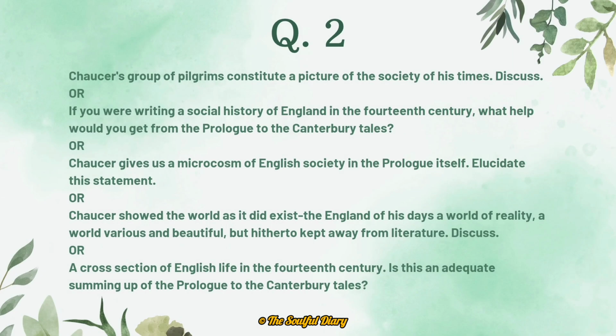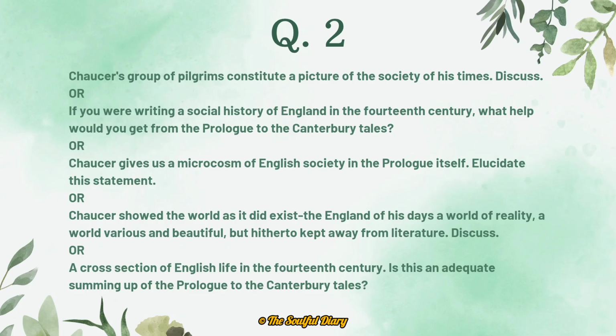Now let us discuss the second question. Chaucer's group of pilgrims constitute a picture of the society of his times. Discuss. Or, if you were writing a social history of England in the 14th century, what help would you get from the prologue to the Canterbury Tales?